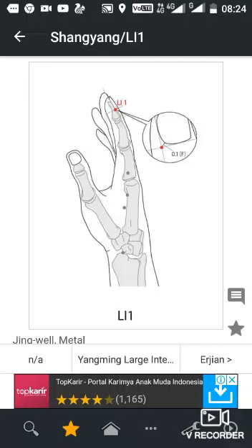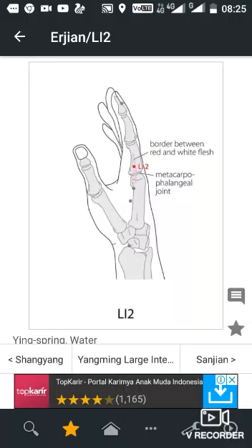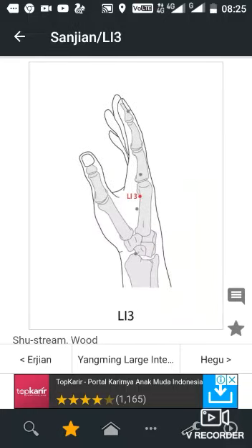Large intestine meridian. Li 1, location. On the radial side of the index finger, about 0.1 cun posterior to the corner of the nail. Li 2, location. On the radial side of the index finger, in the depression anterior to the metacarpophalangeal joint. Li 3, location. On the radial side of the index finger, in the depression posterior to the metacarpophalangeal joint.